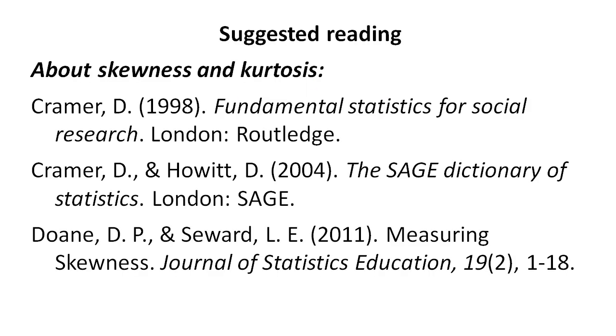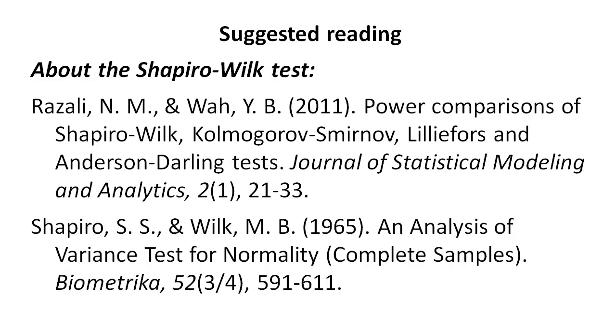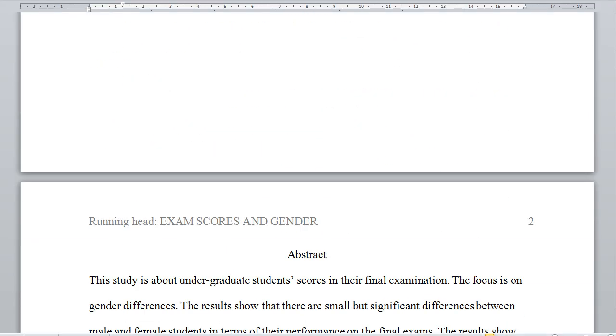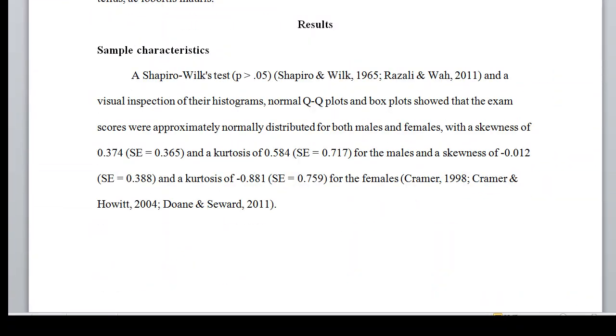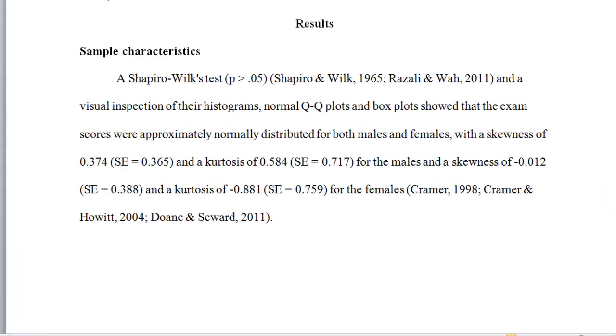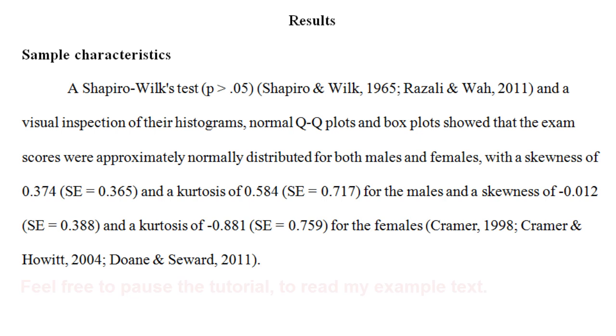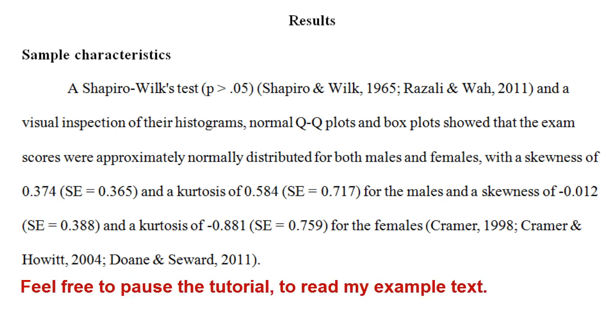Finally, before I show you how to write out your results, let me provide the sources. These are the books and articles that are the basis for this tutorial. This is how I would write out the results. I would put it under the subheading Sample Characteristics. And I would phrase it something like this. Feel free to pause the tutorial now to read my example text more in detail.